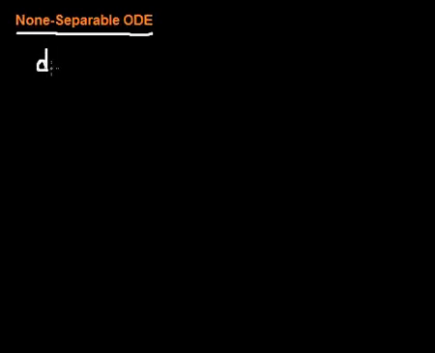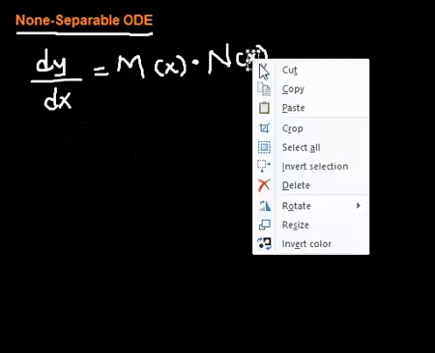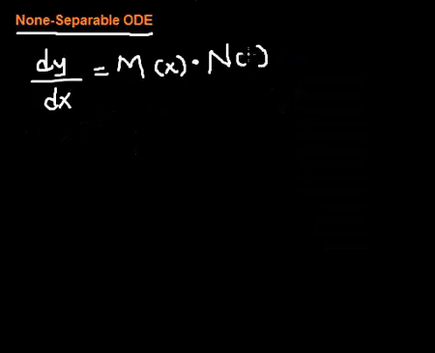dy/dx equal to m of x times n of y. So if the function is of this nature, it can be separated. Of course, we know that for us to separate the variables, the dependent and independent variable, it can be separated.